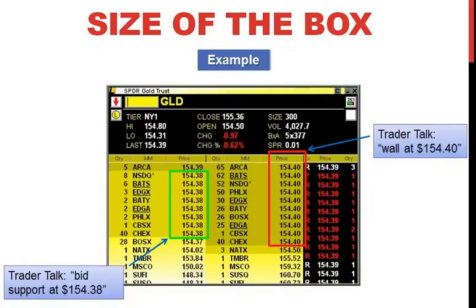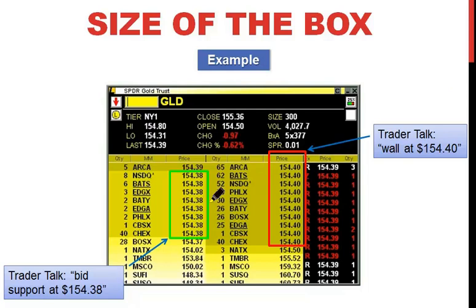So let's look at an example here. Here is a level 2, and the trader talk would be on the ask side, there's a wall at 154. Why is that? Well, let's look at the size of this box. You see this color, this dark yellow. A lot of market makers sitting right here at 154.40. So you could say, wow, the box over here on the ask, that's pretty big. Or in lingo, trader talk, you'd say, wow, there's a wall at 154.40. If you've ever been on the message boards and you've seen 'wall at this price level,' that's what they're talking about. They're saying there's a big box on a certain side of the level 2.